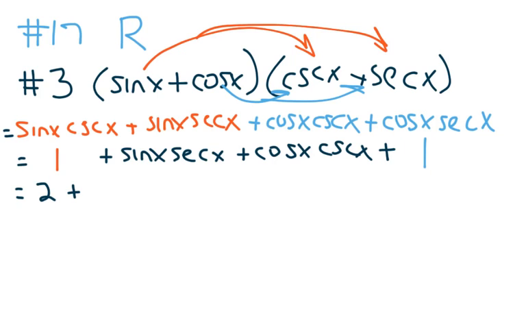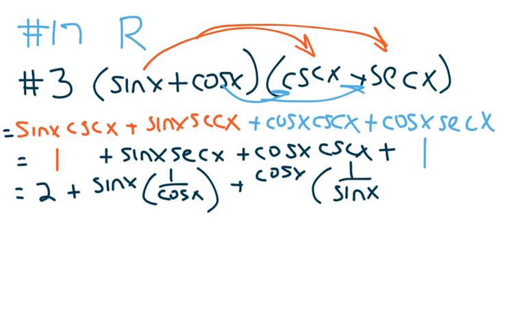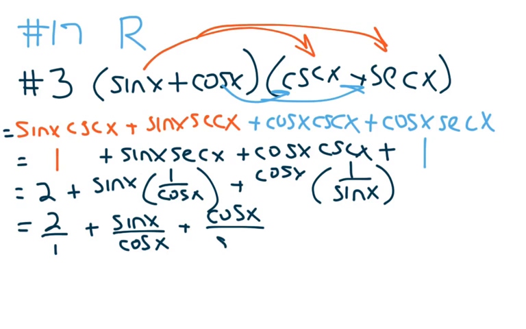I'm going to change all of these to sines and cosines and combine them. So this becomes 1 over cosine, and this one becomes 1 over sine. So I have 2 over 1 plus sine over cosine plus cosine over sine. Now this is looking a lot like our day 19 homework where you had 3 fractions and had to find a common denominator.